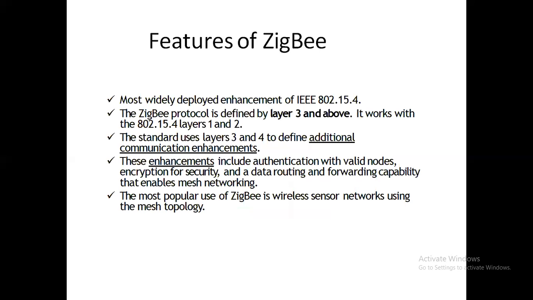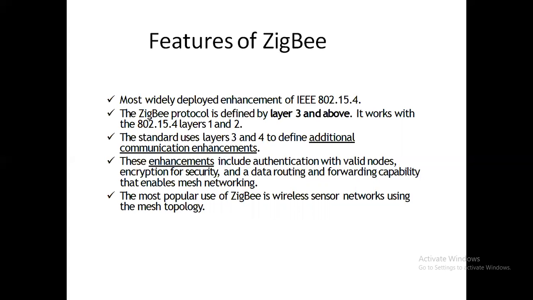Now we'll see ZigBee. Okay, ZigBee is another protocol which is used for communication. Under ZigBee, the features are the most widely developed enhancement of the previous one. So it is an enhanced version of 802.15.4. The ZigBee protocol is defined by layer 3 and above. It works with 802.15.4 layers 1 and 2. The standard uses layers 3 and 4 to define additional communication enhancements.